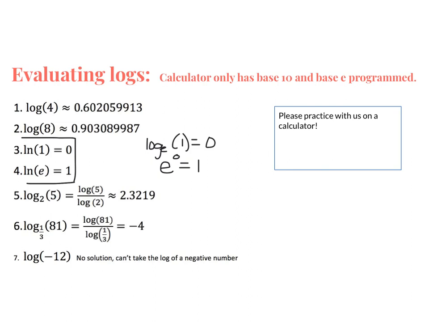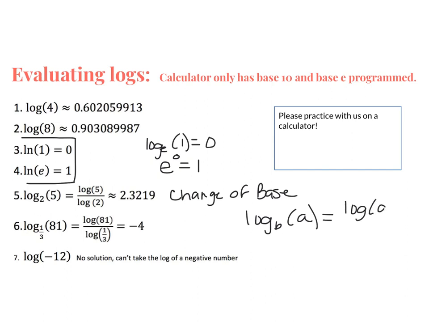Now, if we do not have something in base 10, we have to get it into base 10 by using what is called the change of base formula. The change of base tells us that we are going to take log base b of a, and that base can be any number that we need it to be, and we're going to take log of a divided by log of b. That's going to allow us to use the calculator. That puts it into base 10 for us.